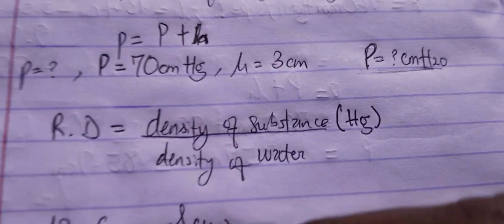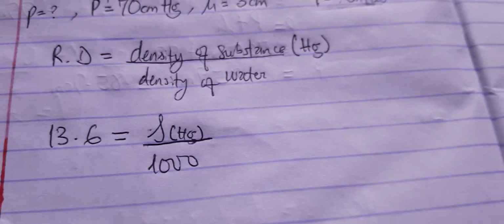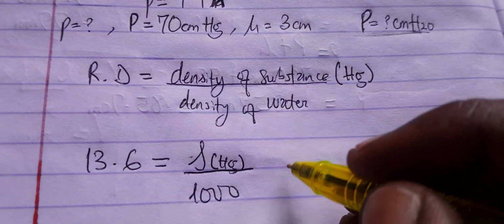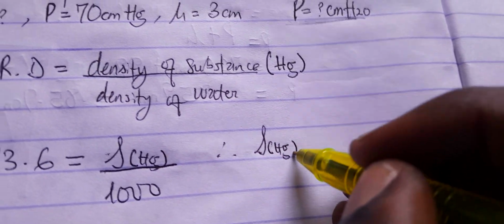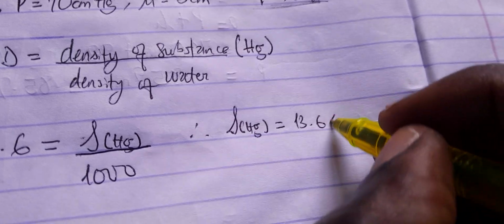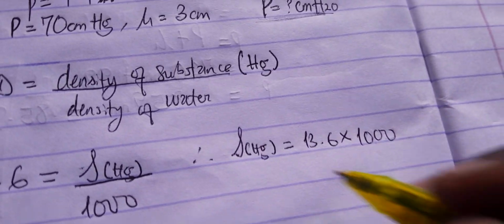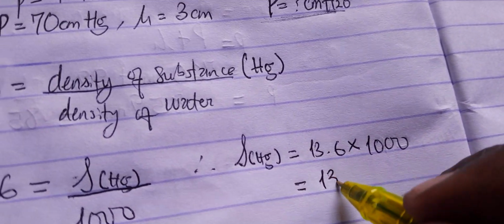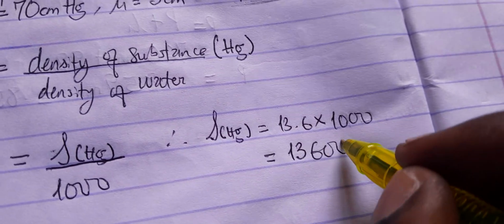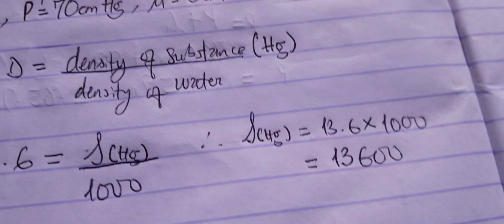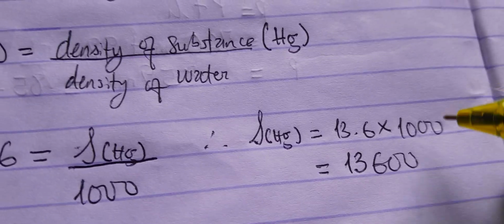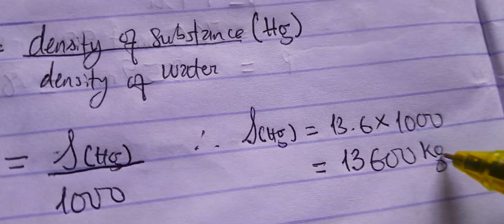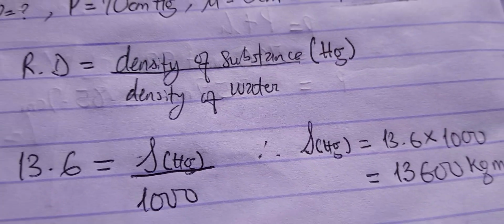Now, what is the density of water? The density of water is a constant, which is 1000 or 10 to the power of 3. So, therefore, the density of mercury equal to 13.6 times 1000, which is equal to 13,600. Now, 13,600, what's the unit for density? The unit for density is kilogram per meter cube.